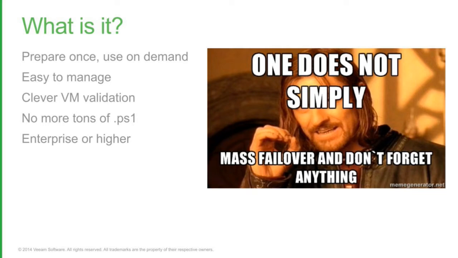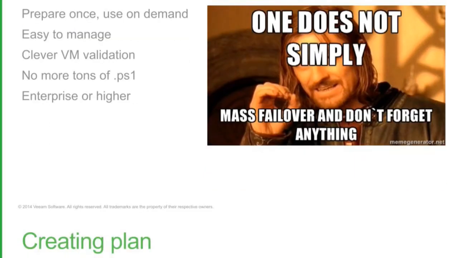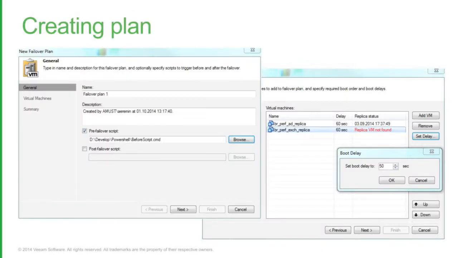So how do we create this plan? We can create a plan with a wizard. We can select VMs from the infrastructure, or we can add them from replicas. You can simply add VMs by the context menu on the infrastructure, or you can open the wizard and here it goes. Also the name, some description, and two scripts are available: a pre-failover script and a post-failover script.